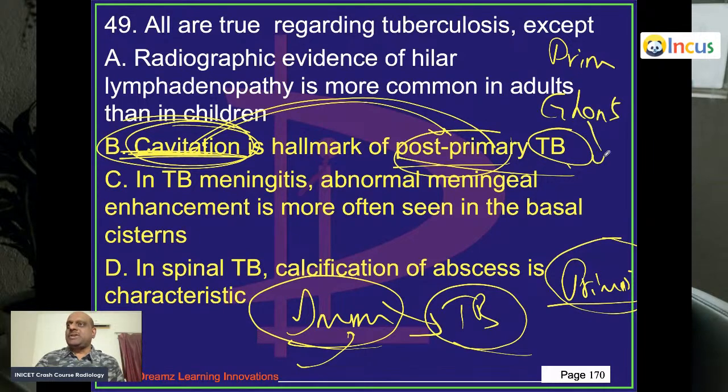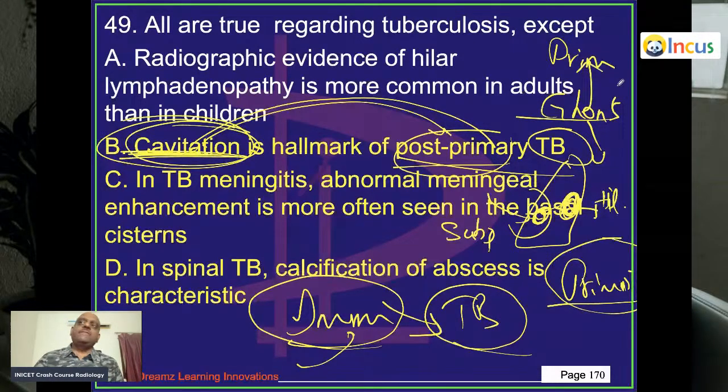What is Ghon's complex, doctor? Typically, there is a hilar lymphadenopathy, and there is one subpleural lesion. Together is called Ghon's. Ghon's is a feature of primary, and cavitation is a feature of post-primary TB.